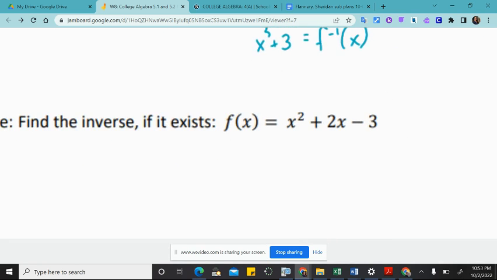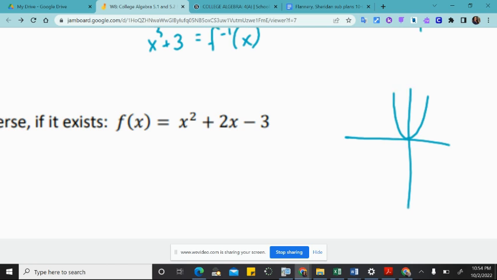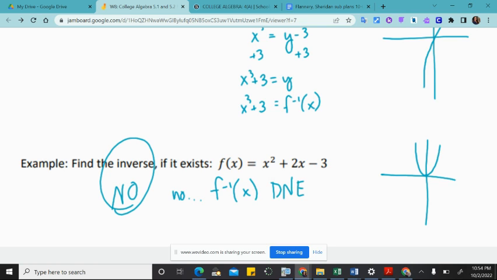This guy, oh, Miss Flannery started getting all excited and started switching x's and y's. But what happened here? This is a quadratic of some sort. I actually didn't graph it in the right spot, but it's a quadratic. Are quadratics one-to-one? No. Does not have an inverse. They are not one-to-one. So no, f inverse here does not exist because quadratics are not one-to-one.